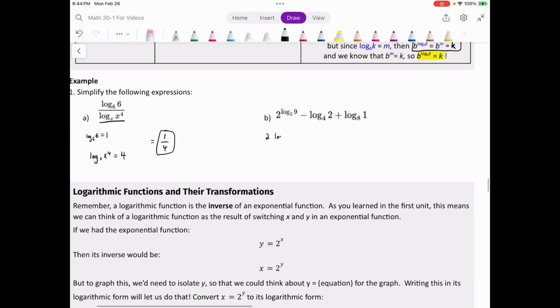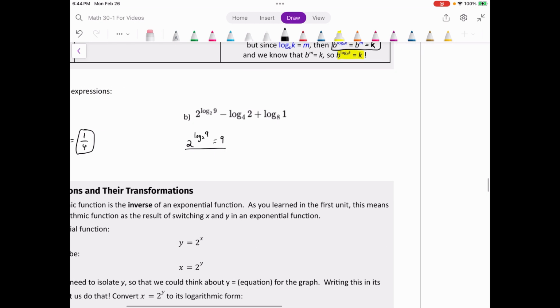Just going to work my way through them here. 2 to the log base 2 of 9 is just 9. Okay? Whoops, not 2 times, sorry. 2 to the power of log base 2 of 9 equals 9. Okay, let's just keep working our way through here.